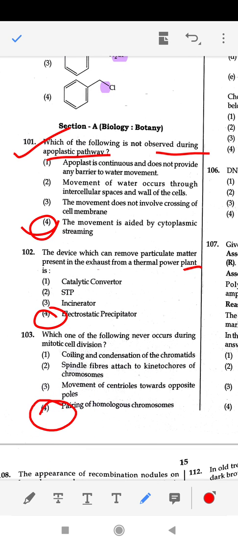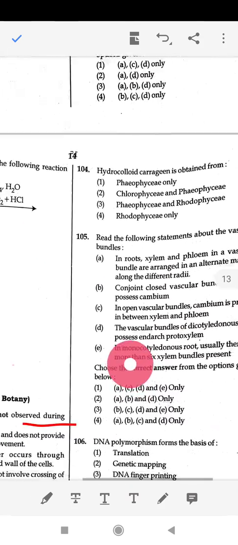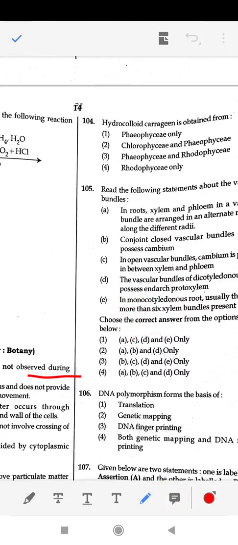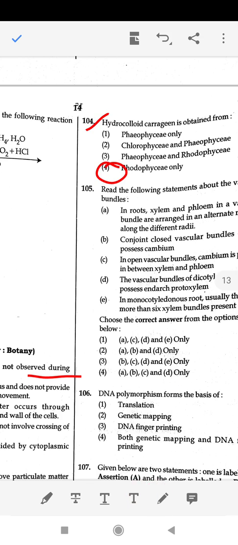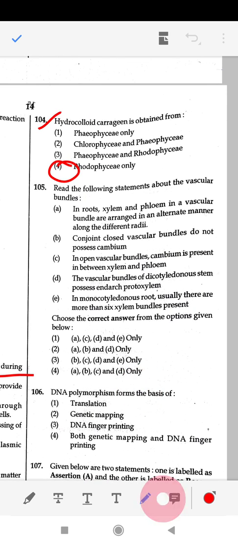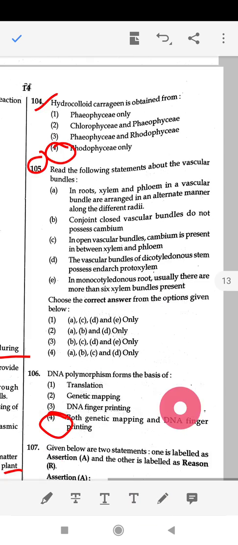Pairing of homologous chromosome. Next question is, hydrocolloid carrageen is obtained from rhodophyceae only. Read the following statement about the vascular bundles. Here no option is correct. DNA polymorphism forms the basis of both genetic mapping and DNA fingerprinting.